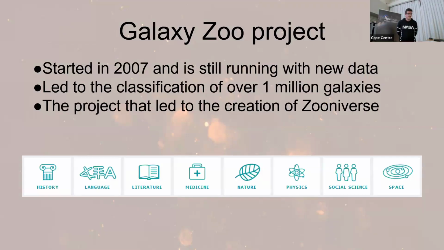So the Galaxy Zoo project started in 2007, before Zooniverse was even a thing. It led to the classification of over 1 million galaxies very early on, and I think the official number now is around 1.4 million galaxies that have been labeled and classified. So these results have been very, very useful to the people who are working with AI and training AI to better their ability to recognize patterns and identify things in images. And it's actually the project that led to the creation of Zooniverse.